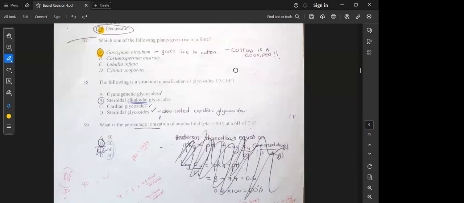Okay, I can take us through as we wait for Dr. Guys, the next question is, which one of the following is a structural classification of glycosides except cyanogenetic glycosides, steroidal alkaloidal glycosides, cardiac glycoside, and steroidal glycoside? So what do you guys think?